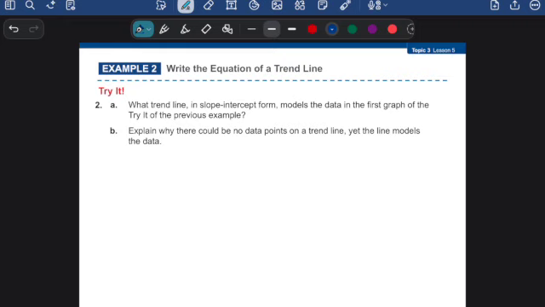Part B, explain why there could be no data points on a trend line, yet the line would still model the data. Well, again, the trend line just has to be a best fit. It just has to have a balance, the same number approximately above the trend line as below. So even if no points are exactly on the trend line, as long as there is about an equal number above the trend line as below, then we can still estimate the general pattern.